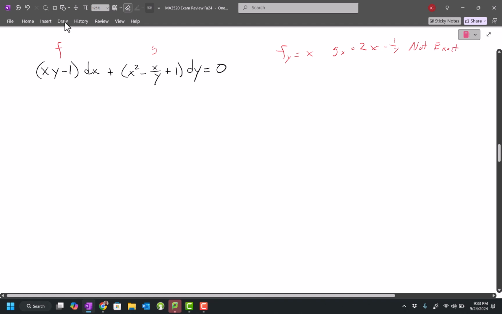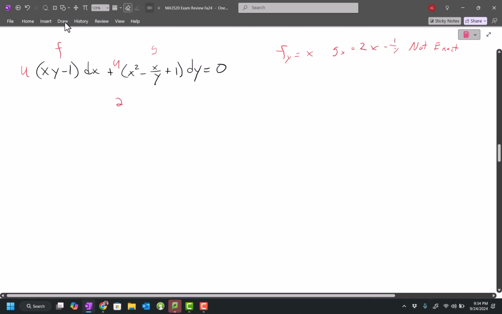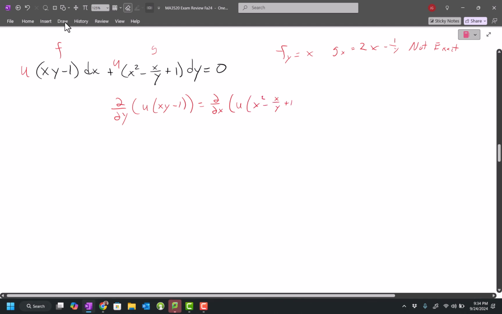In this case, we might wonder, is there some mystery function u that I could multiply through my differential equation to make it exact? If I were to multiply it through by u, the new test to see if it was exact would be to take the partial with respect to y of the first piece, which would now be u times the quantity xy minus 1, and see if that's equal to the partial with respect to x of the second piece, which is now u times x squared minus x over y plus 1.